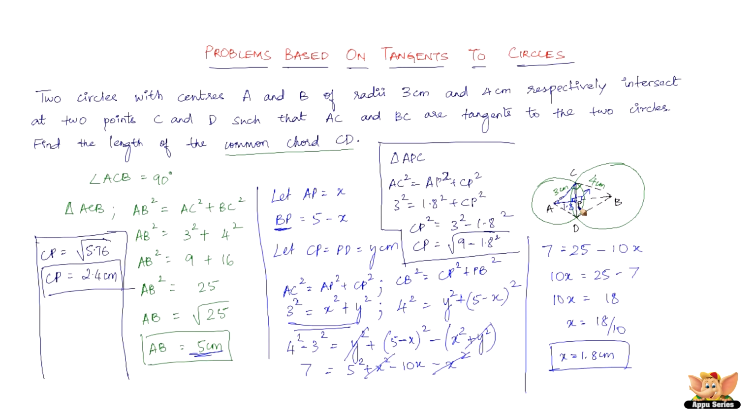So we have to find CD. Since CP equals PD, if CP is 2.4, PD is also 2.4. So 2.4 plus 2.4 is nothing but 4.8 centimeters. So therefore, CD equals 4.8 centimeters. That's what we had to find.